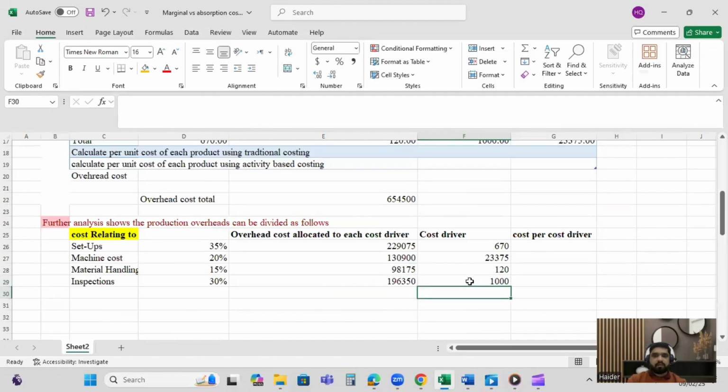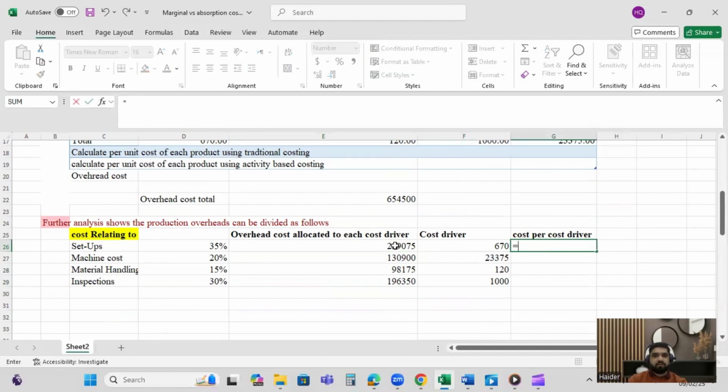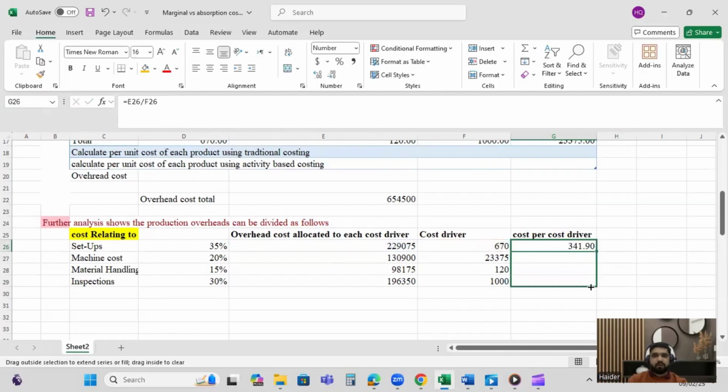Very simple. So we have calculated the cost of each activity and the cost drivers are already given. So let's calculate the cost of each cost driver. The cost divided by cost driver. You can just drag the same formula for all. It will calculate for you the cost of each cost driver.